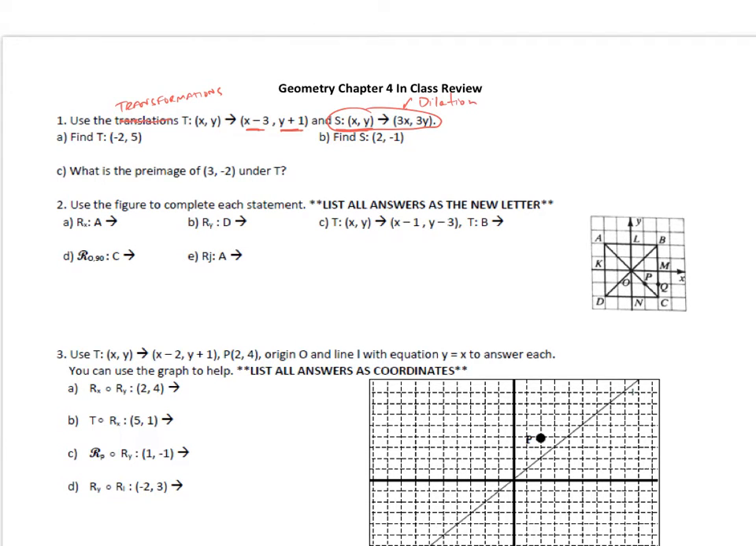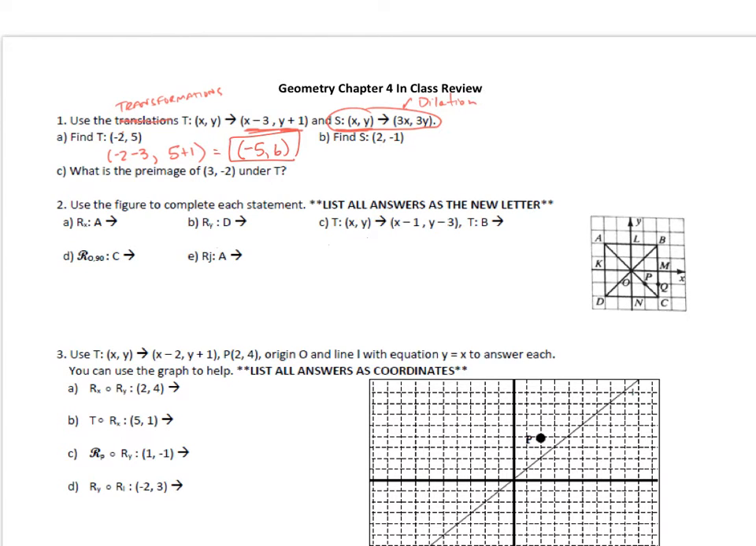So on this first one, it says we're going to use this transformation for the point negative 2, 5. So what I want to do is put in negative 2 minus 3, and then in this case, it'll be 5 plus 1. So I put in the x right here to the x right there, the y right there to the y right there. So this new point comes out to be negative 5, 6.